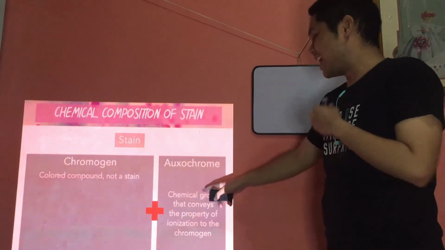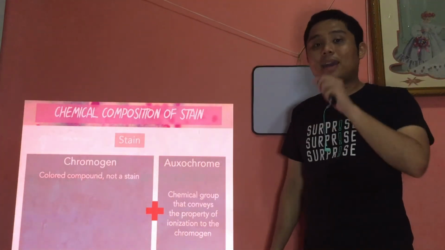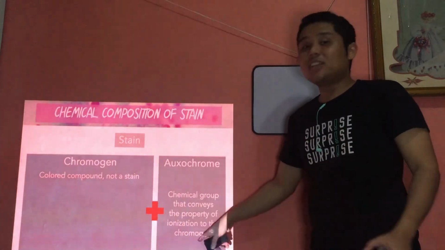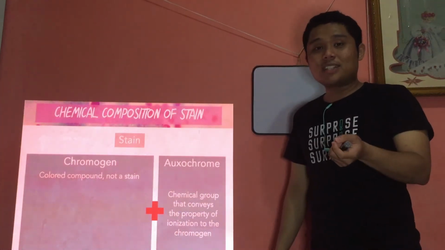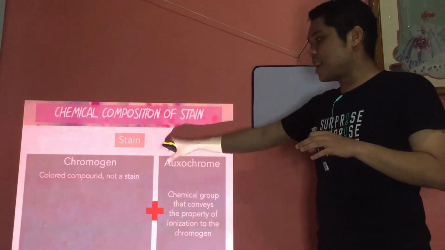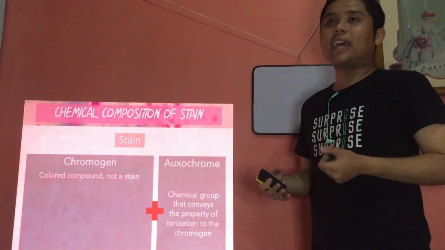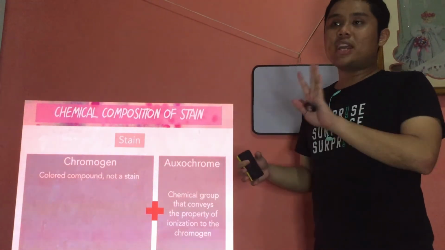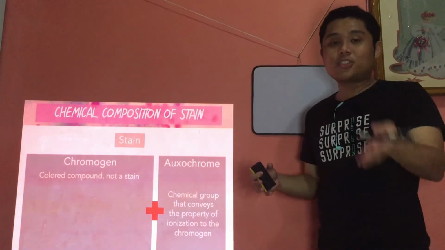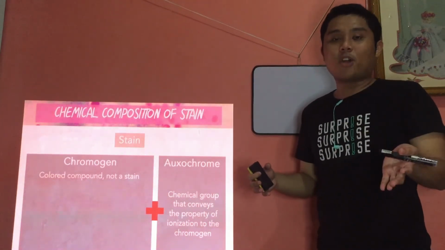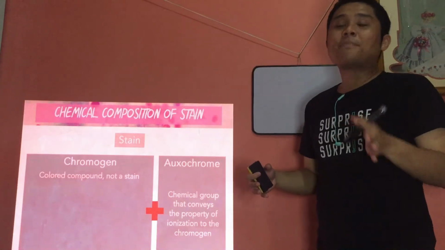All right. So the auxochrome, what is its purpose? It's a chemical group that conveys ionization of the chromogen. What do you mean by ionization? It helps the chromogen attach stronger to the different structures in your organisms or in tissues of the human body, for staining. So that's the purpose of your auxochrome.